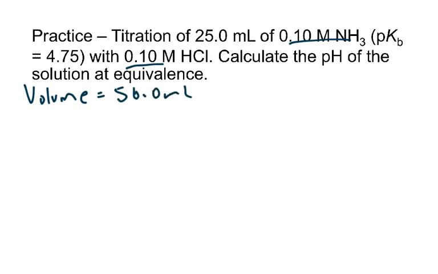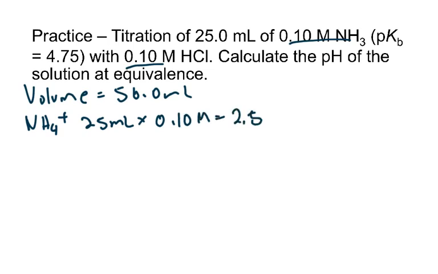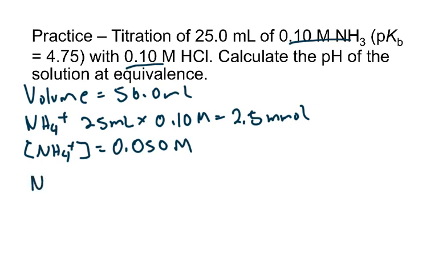All of our ammonia has gone over to NH4 plus. And so if we started off with 25 milliliters times 0.10 molar, that gets me 2.5 millimoles of my NH4 plus in my 50 milliliters. And so my concentration of NH4 plus is 2.5 divided by 50, 0.050 molar.